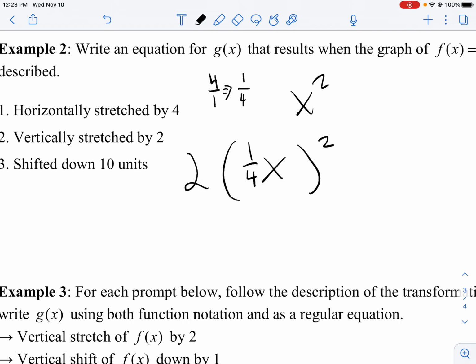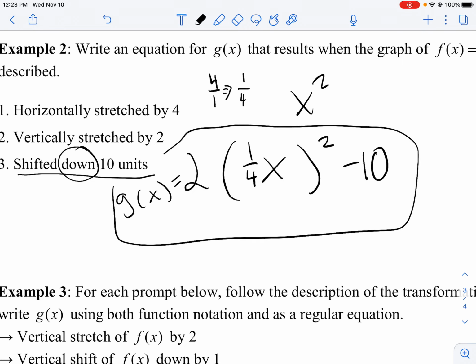Alright, and then the shift down, right? Down is that vertical movement. So shifting down would be subtracting 10 on the outside, because vertical goes on the outside of your equation. So this would be it. That would be your equation right there.